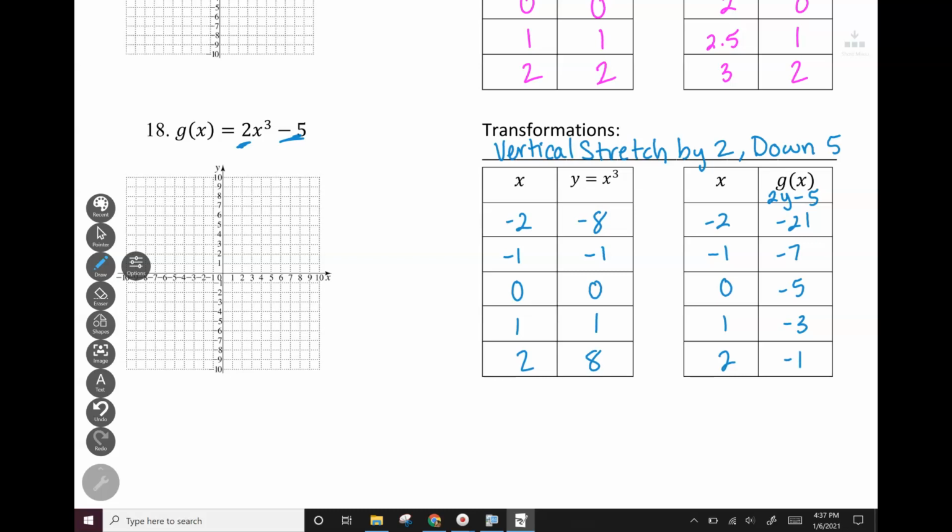All right, so those are my new points. Put them on the graph. -2, -21. Can't exactly put that one on the graph, but it's going to be way down here. And then I've got -1, -7. 0, -5. 1, -3. And 2, -1.